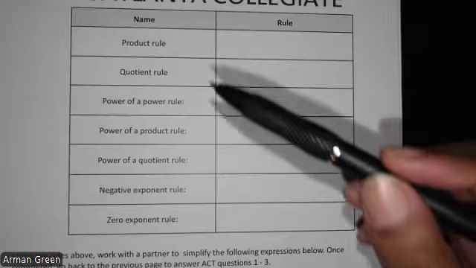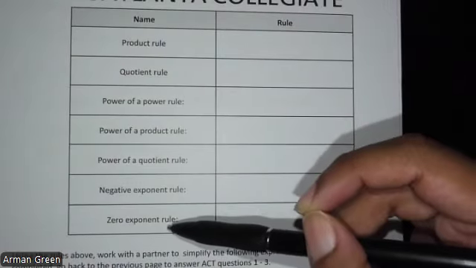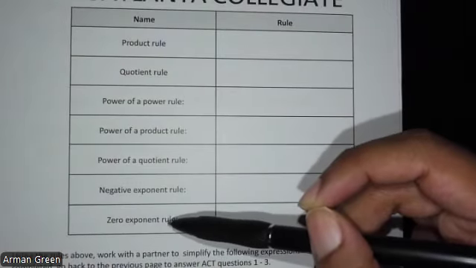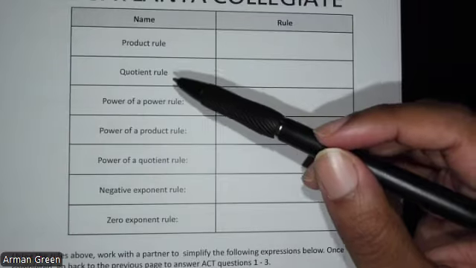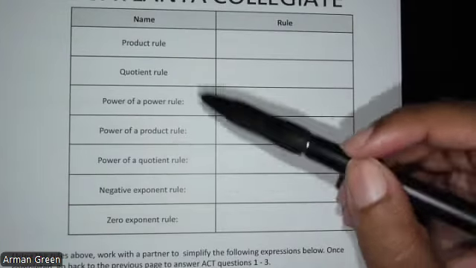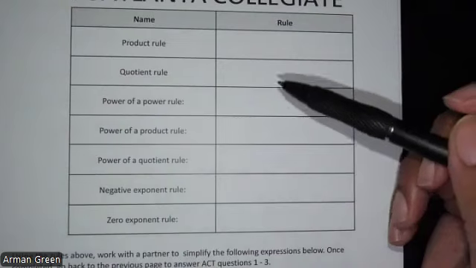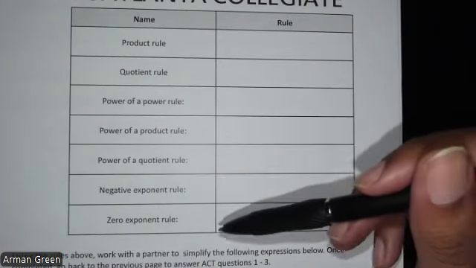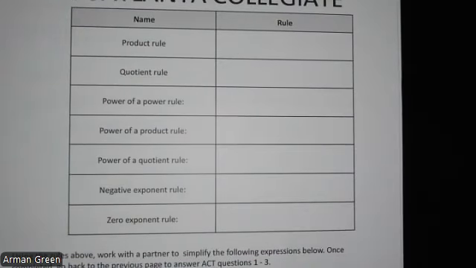All right. So as you can see here, there are a total of 7 rules that we have in terms of exponents. So we're going to look at what each of these are. We're going to look at an example here on the side so that you know, hey, this is the rule and how it works. Okay. So the first one is what we call the product rule.